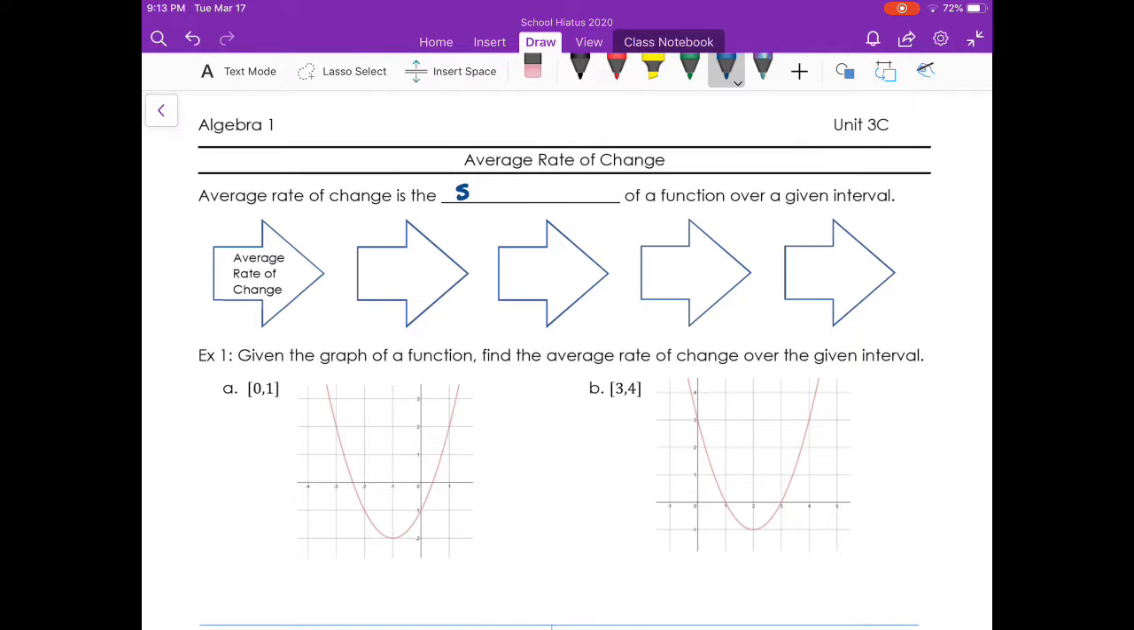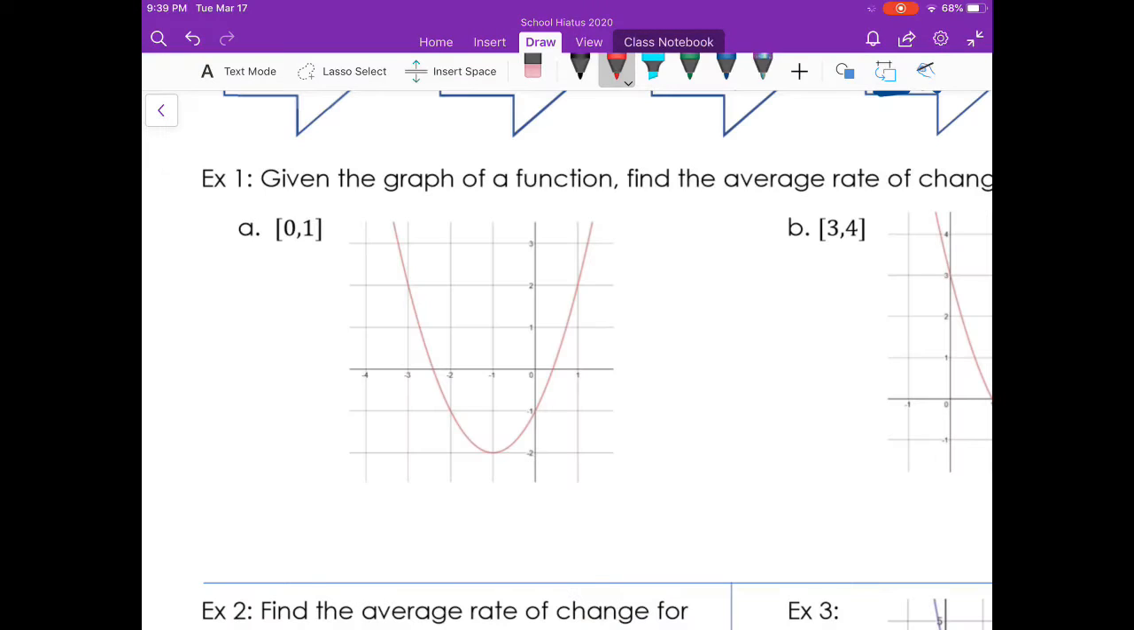Average rate of change is the slope of a function over a given interval. We also refer to the slope as the rise over run, the change in y over the change in x, which is represented as delta y over delta x, and also using the slope formula, y2 minus y1 over x2 minus x1.